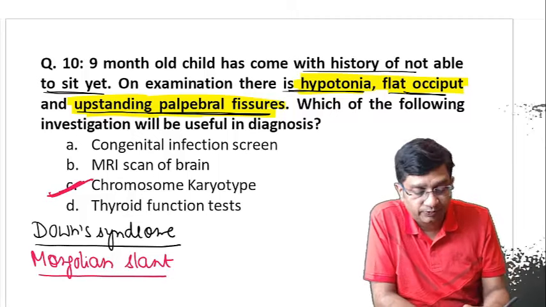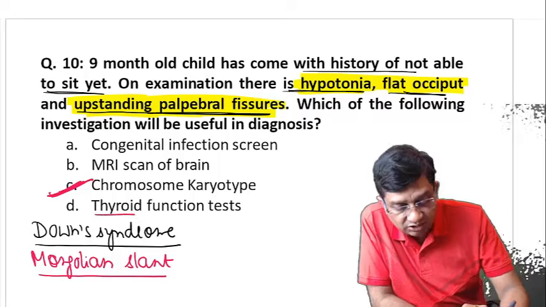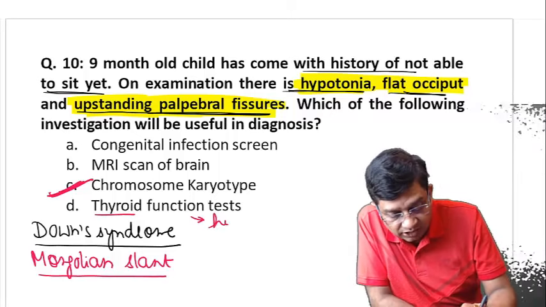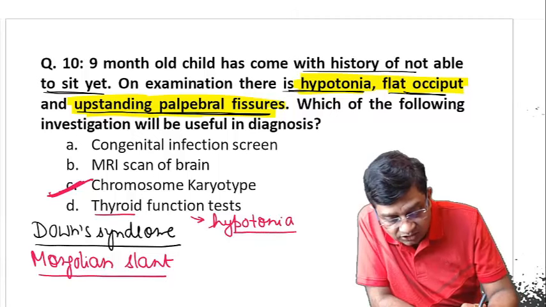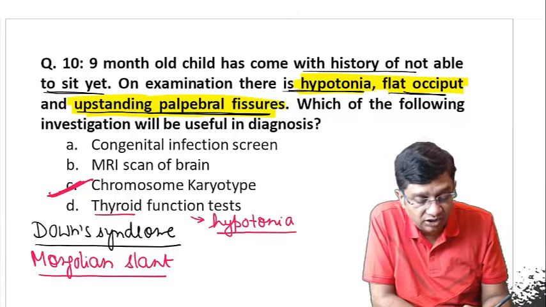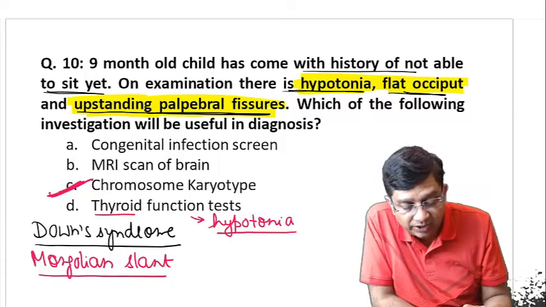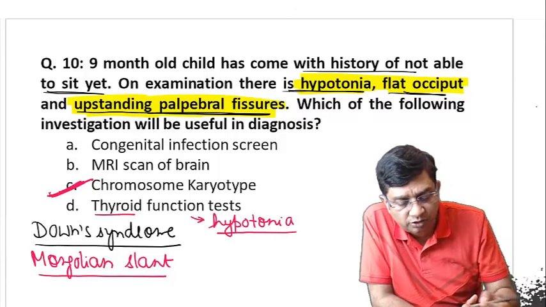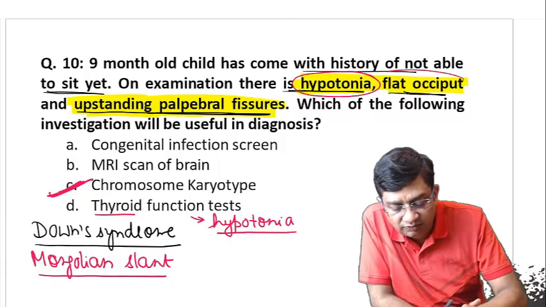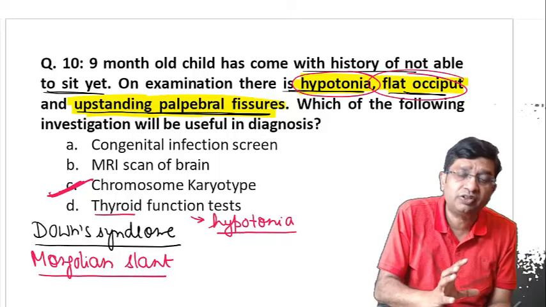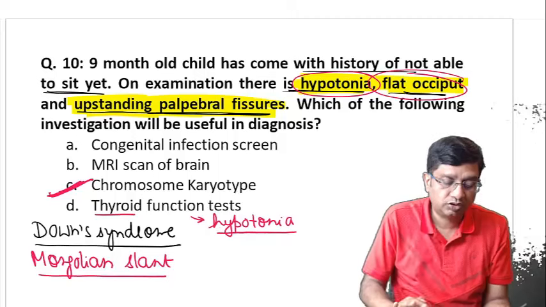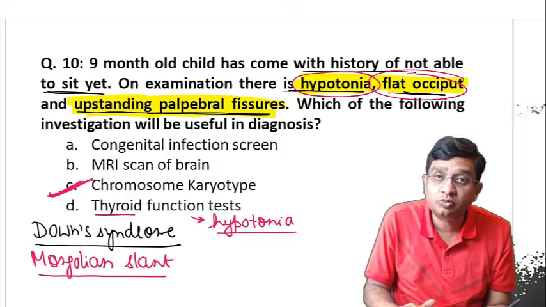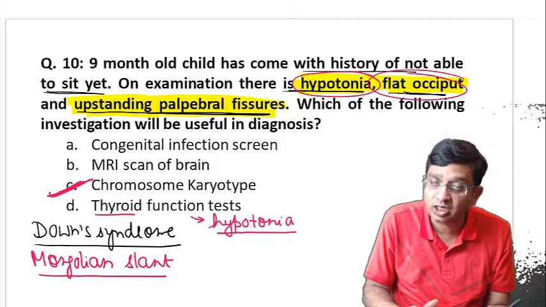Chromosome karyotype. In thyroid function test, particularly hypothyroidism, can have hypotonia, but you cannot explain the other features which are being given. Is clear? And apart from this, why MRI, that is not such importance, because hypotonia, flat occiput are straightforward with upstanding. The first diagnosis should be Down syndrome. So our answer here is the chromosome karyotyping to rule out the Down syndrome.